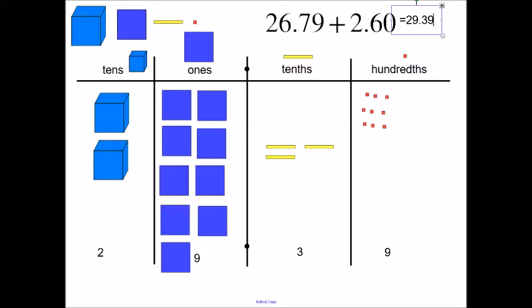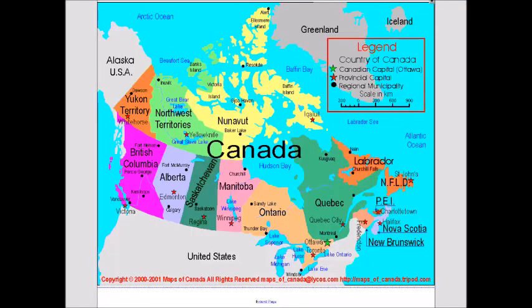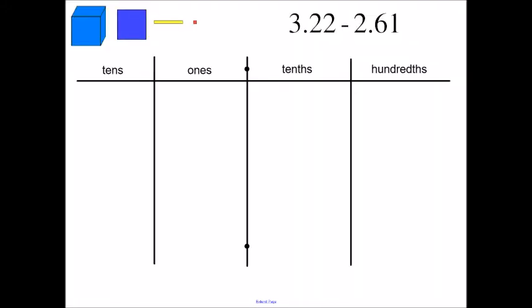Now, we're going to take a look at this in terms of subtraction as well. So the question that we have in our notes is around the amount of snow in St. John's, Newfoundland, which is 3.22 meters of snow, and in Halifax, which is located right here, which is 2.61 meters of snow. And they want to know the difference. So remember that word difference is asking us to subtract.